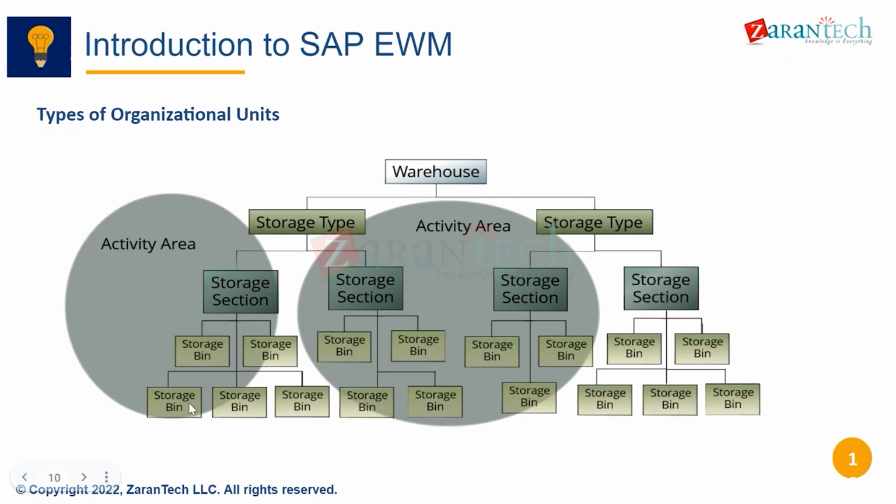After the bin, you'll have one more detailed level of entity in the storage bin. You'll have a product with batch 1, 2, 3, and another product with batch 2, 3, 4. So we'll have two batches of products in one storage bin. These are two different stocks available in the bin. That is called a quant, as we say in EWM terminology.